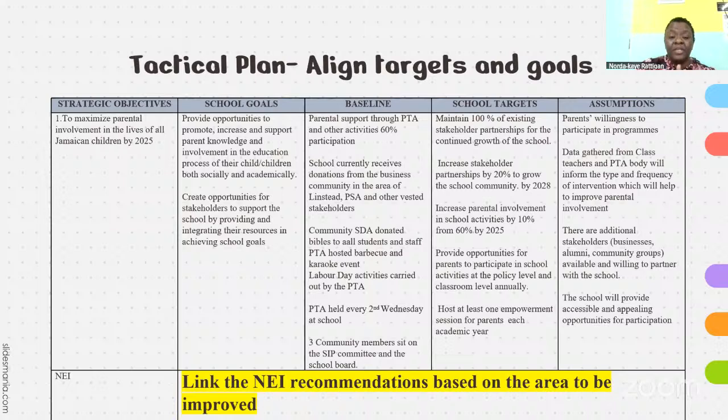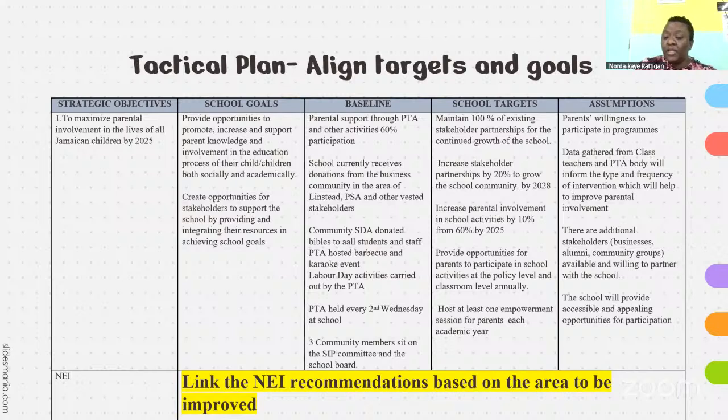And this information was taken from the PTA and other school activities that you would have. Now, school targets, remember that they need to be SMART. They need to be measurable. So a school target, for example: we want to maintain the existing stakeholder relationships that we have. We want to maintain all of them, 100%. But we still want to grow this by 20% by 2028.